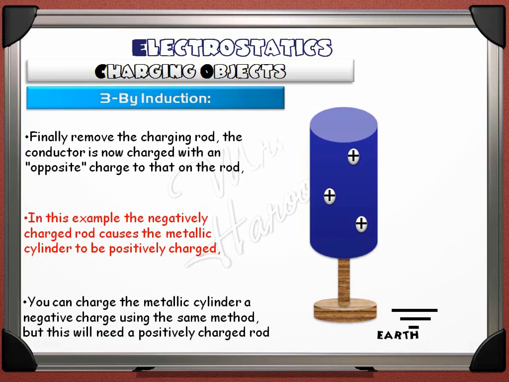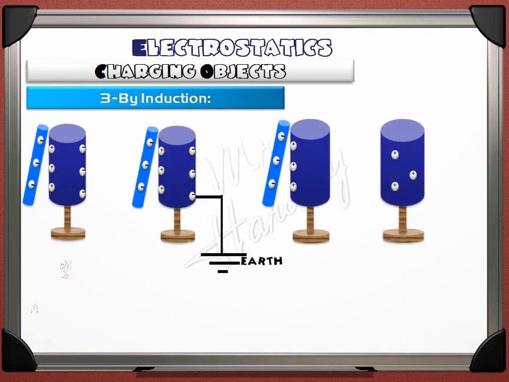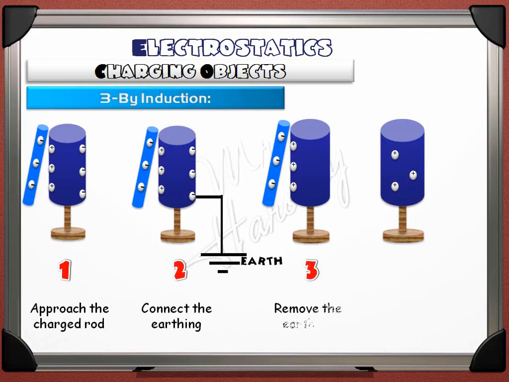We can simply summarize the steps of charging by induction in 4 steps. Number 1. Approach the charged rod. Number 2. Connect the earthing. Number 3. Remove the earthing. Number 4. Remove the rod.